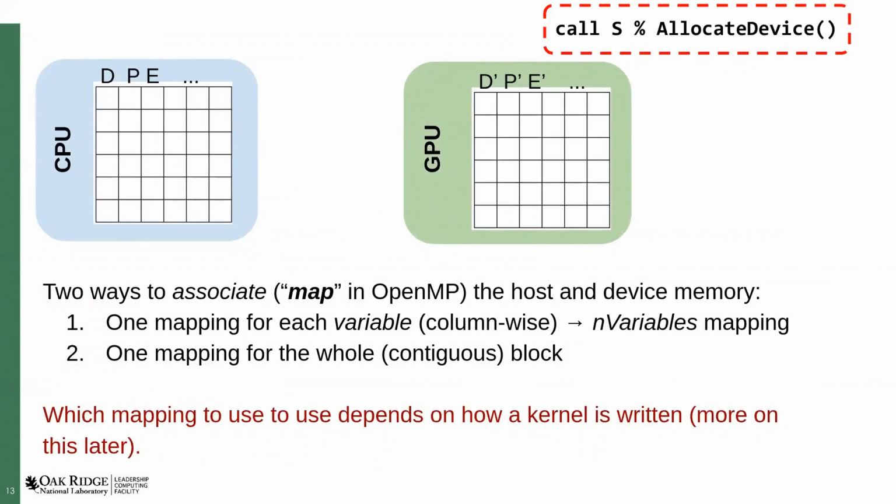Now here there is one important point. There are actually 2 ways to associate the host and the device memory. In OpenMP parlance, this is called mapping. So we can do mapping for each variable independently, and that way we create n variable mappings, or we can map the whole contiguous block, so just one mapping. Which mapping to use really depends on how a kernel is written.